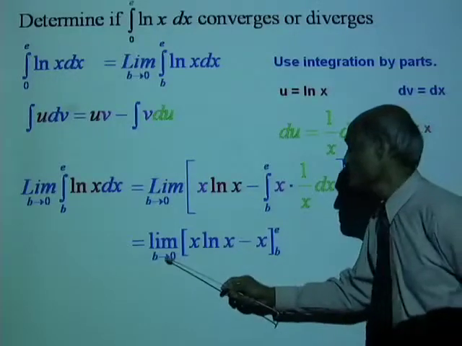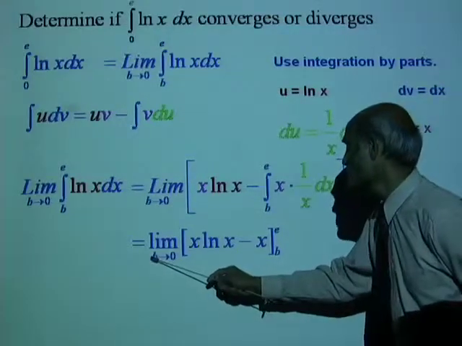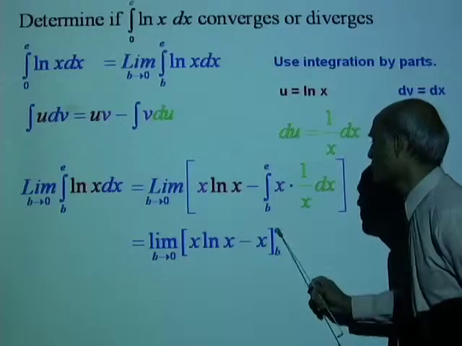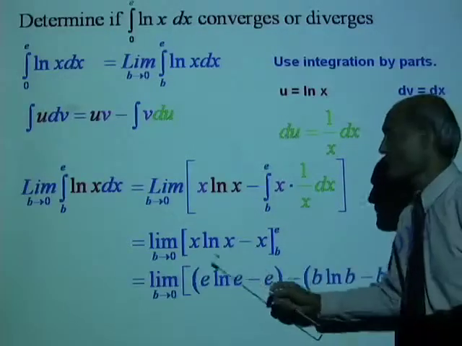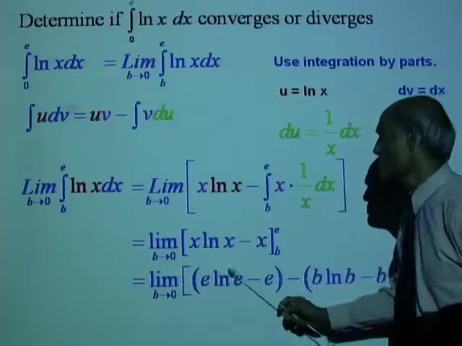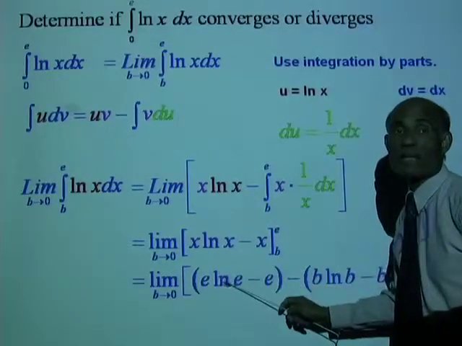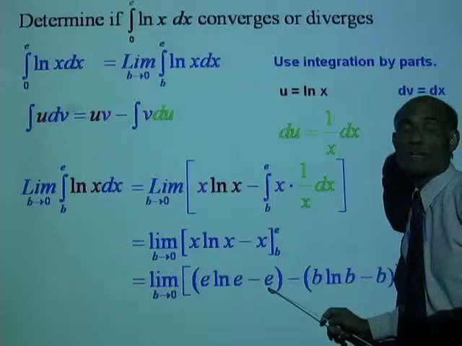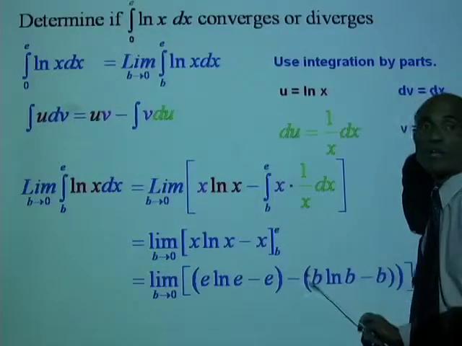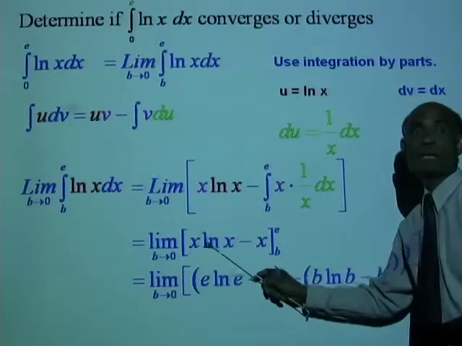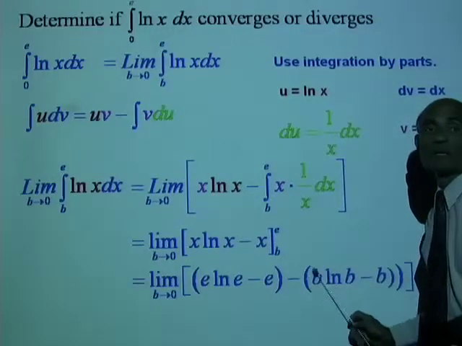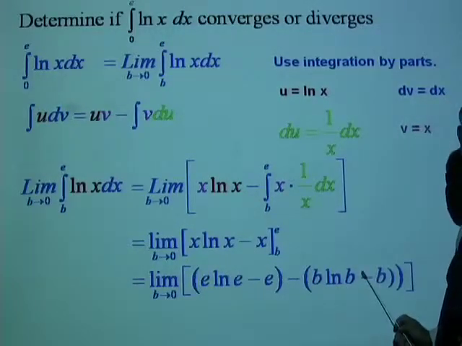Alright, we need to find the limit when b goes to 0. So first let's apply the limits. That will be limit b approaches 0, upper limit is e. So x ln e minus e, minus the lower limit, which is b ln b minus b.